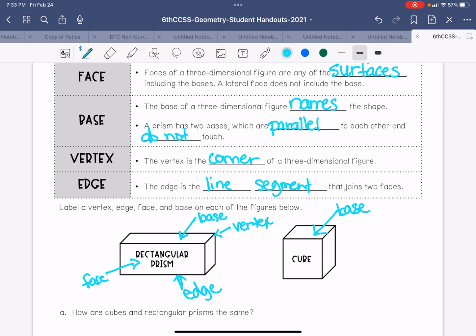The bases on the cube or the faces and the bases are all the same. So this is the base on the top. All of the rest are faces. The edge. And the vertex, which is right here on the corner.